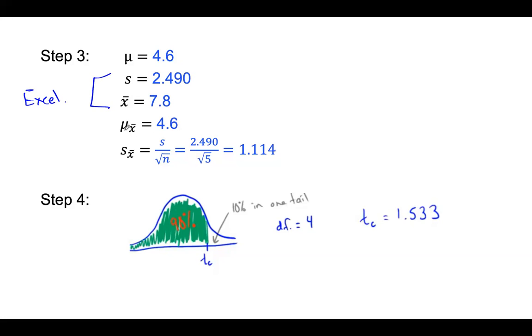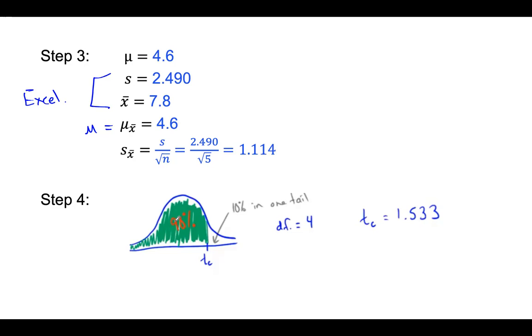Now, once you have that, you know that the mean of X bar is just equal to our mu. So this is 4.6. And the standard error of X bar is just S divided by square root of N. This is basically the central limit theorem. We can compute this: 2.490 divided by square root of N, and we get 1.114.